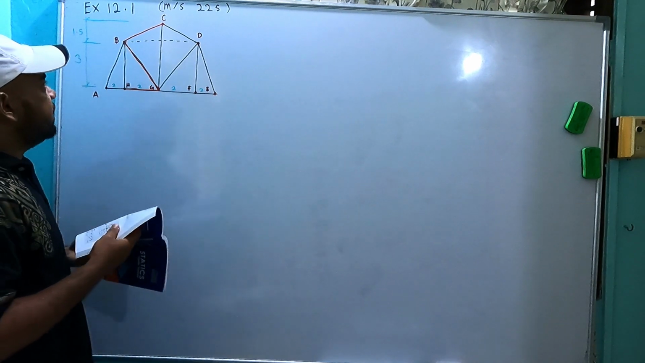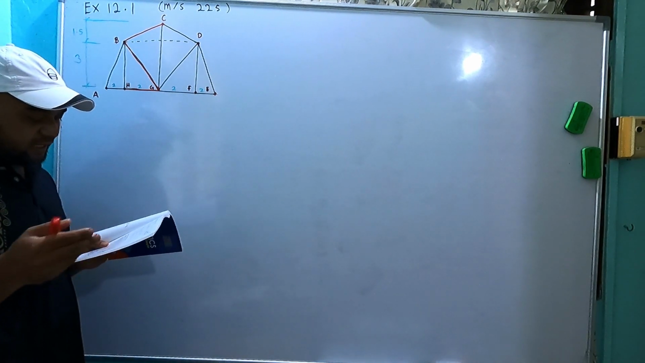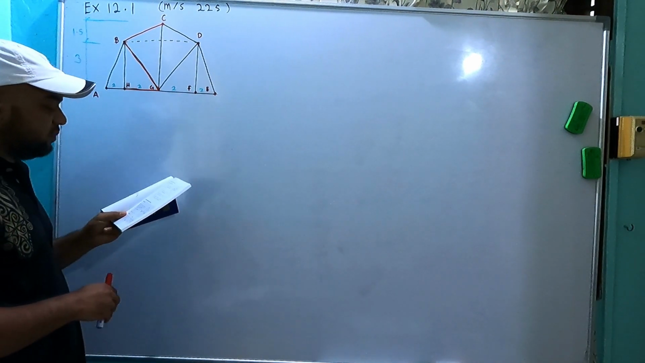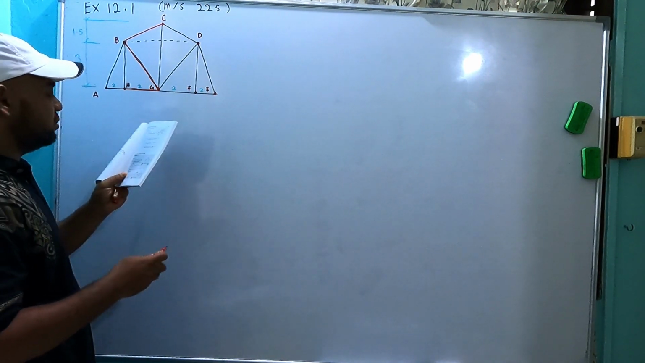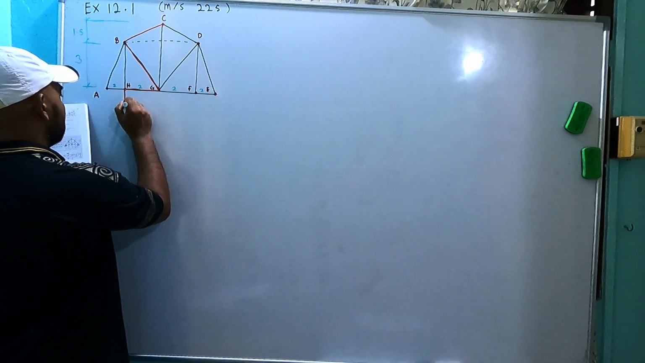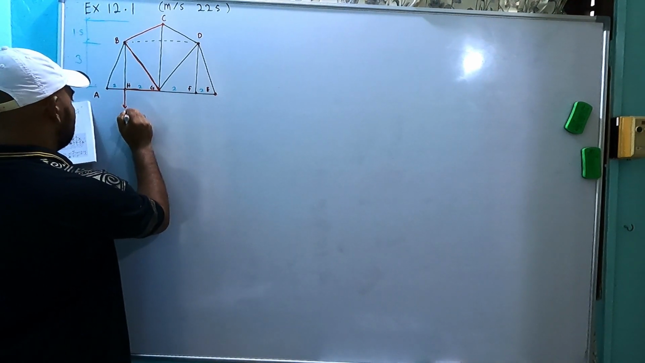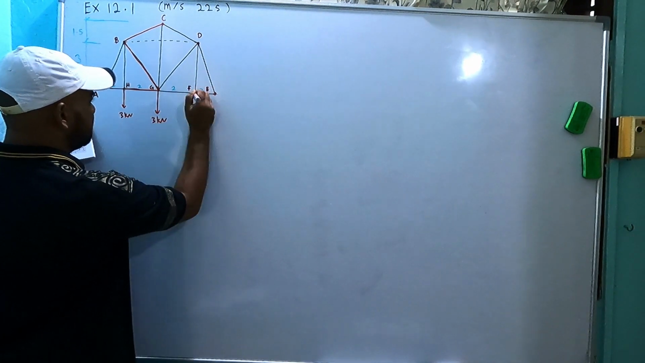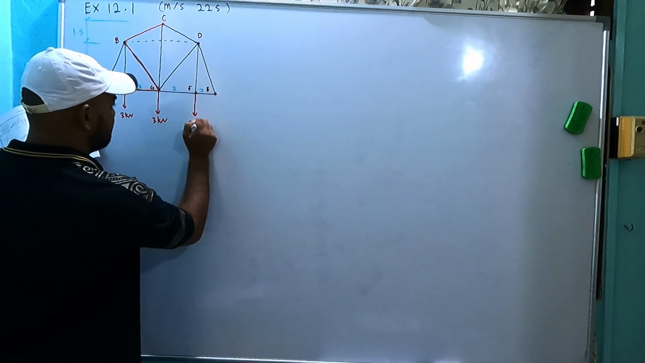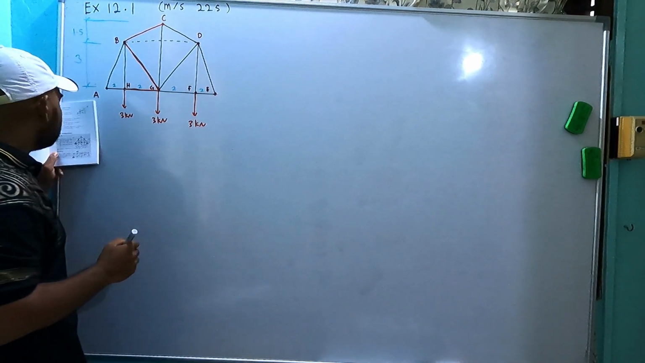So for the overall free body diagram, the question doesn't say anything about the mass, so we totally ignore the mass of the components. And then we go to the external forces. We have 1, 2, 3 external forces. One here, 3 kilonewton. The other one is here, 3 kilonewton, and also here 3 kilonewton.